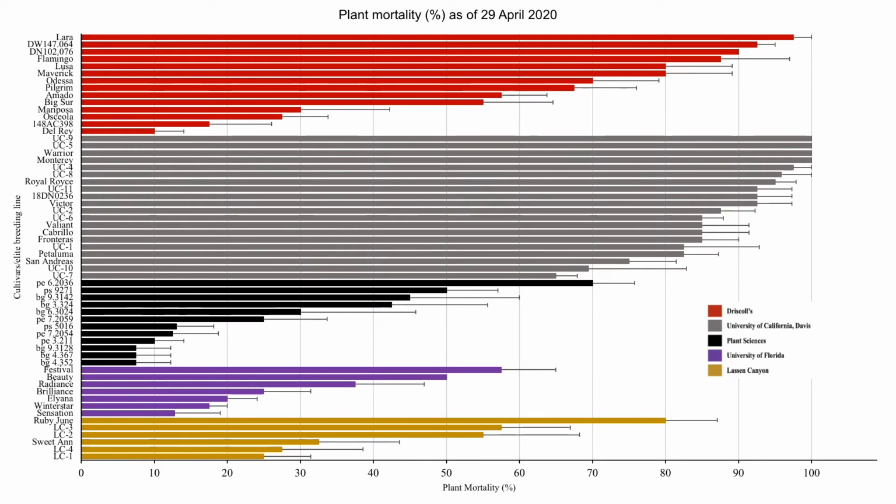Here I am showing you the data for year 2. In the x-axis, you can see plant mortality, and in the y-axis, you can see the cultivar and elite breeding lines. Again, in all the breeding programs here, you can see that the susceptibility and resistance among all cultivars had a big range.